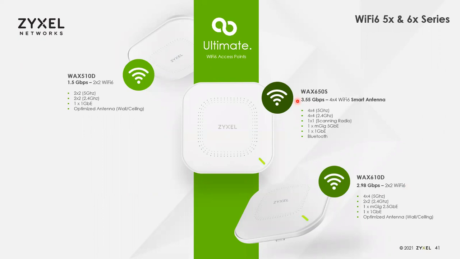So this has got 4x4 on both radios. It's got a third radio, which just does nothing but scan. So you use this for DFS to more quickly be able to change channels if you encounter any sort of interference. And this one has a 5 gigabit Ethernet connection and Bluetooth built in.